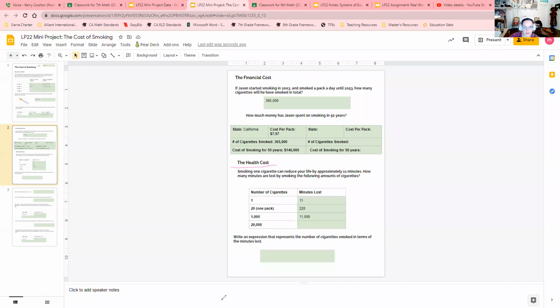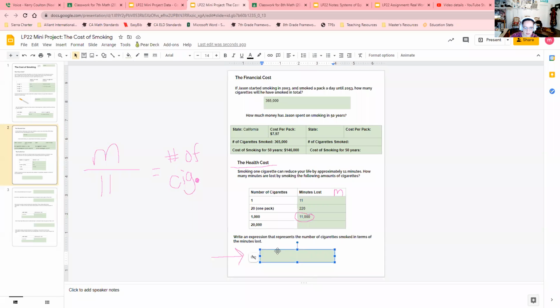Now, last piece on this page, we're going to write an expression that represents the number of cigarettes smoked in terms of the minutes lost. The answer would tell you how many cigarettes you have smoked. So if I took the number of minutes lost, I'm going to use M to represent that, and divided that by the 11 minutes that one cigarette loses, that will tell us the number of cigarettes you smoked. So our expression there is M, the minutes lost over the smoker's lifetime, divided by 11. That will tell you the number of cigarettes smoked.